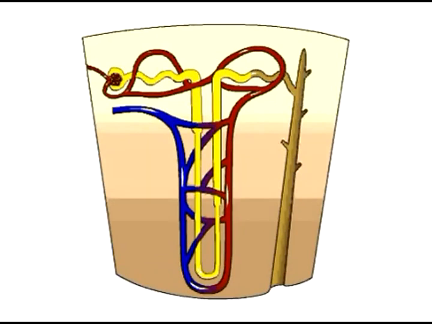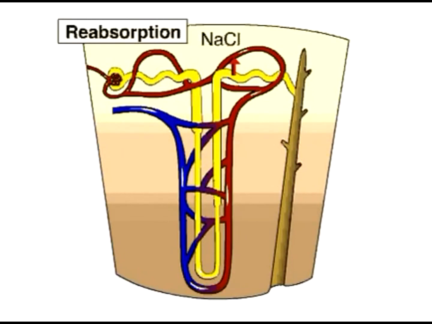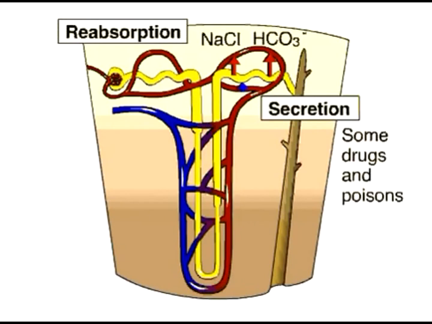More substances are reabsorbed from the distal tubule. Sodium chloride is actively transported out of the filtrate. Bicarbonate ions may be reabsorbed too, helping to regulate body pH. Some drugs and poisons are secreted from the blood into the filtrate at this point. And this is another place where hydrogen ions may also be secreted into the filtrate to further adjust pH.